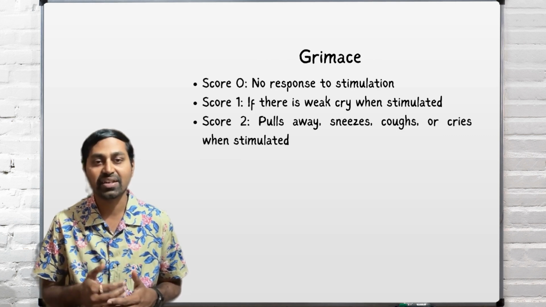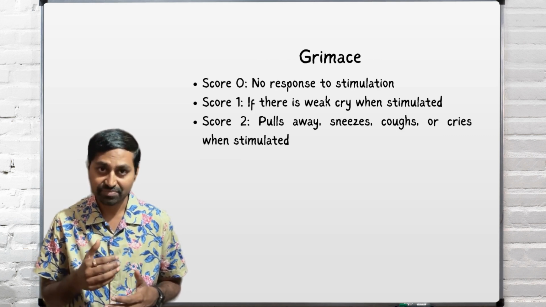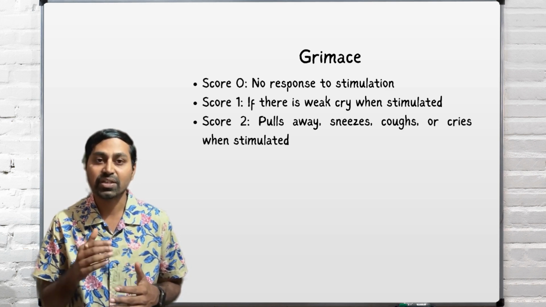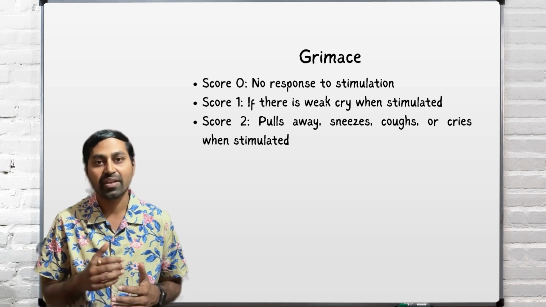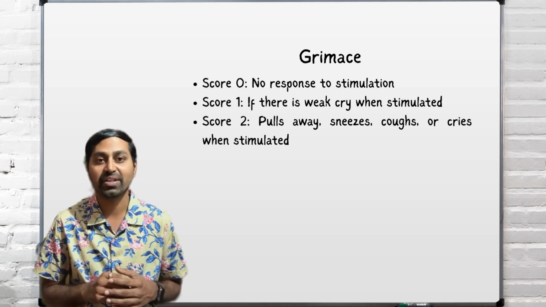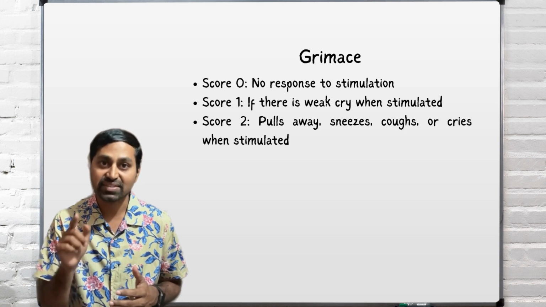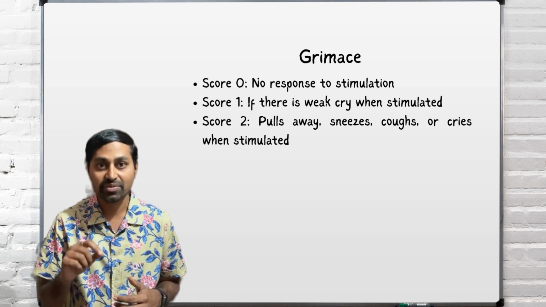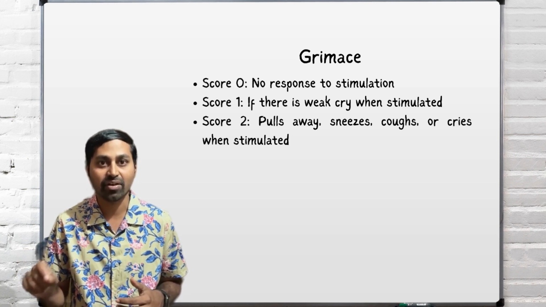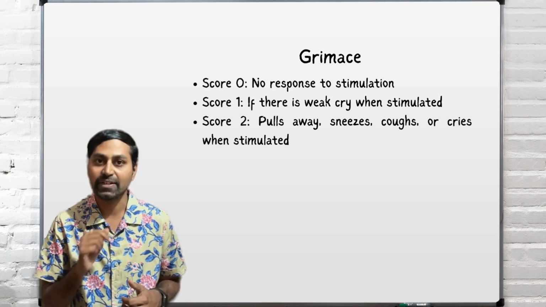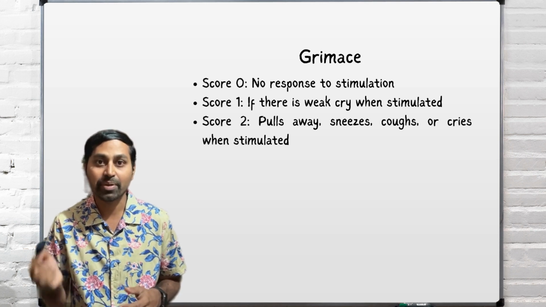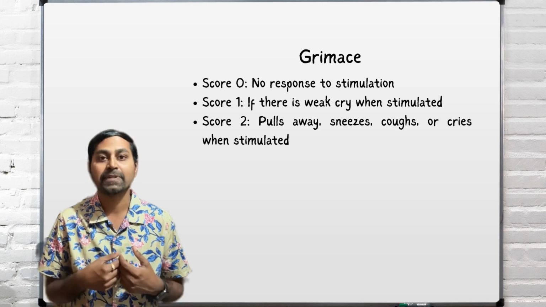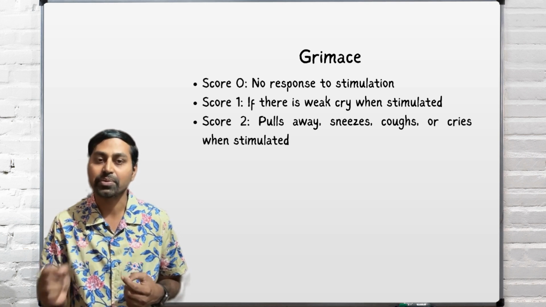Then in grimace, we check reflex irritability or facial expressions. If there is no response to any stimulation, then we give the score 0. If there is a weak cry when stimulated, or when we pinch, then the score is 1. If the baby pulls away, sneezes, coughs or cries vigorously on stimulation, then the score is 2.